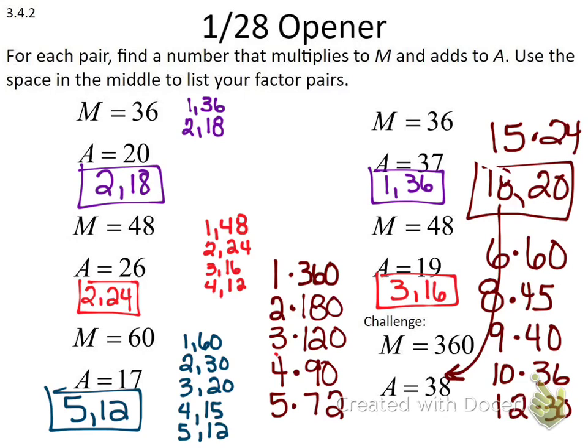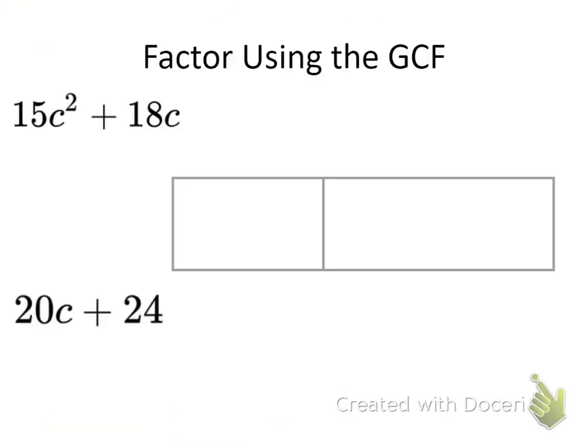Okay, let's flip it to the back. Do you guys all have the answers down? All right, let's take a look at the back. This is what we did last week. It says factor using the greatest common factor. So what I've given you guys is 15c squared plus 18c. What I want you guys to do is factor that by finding the greatest common factor.